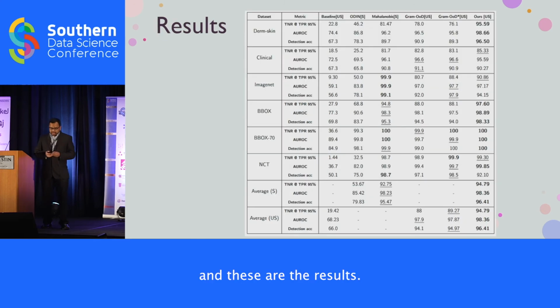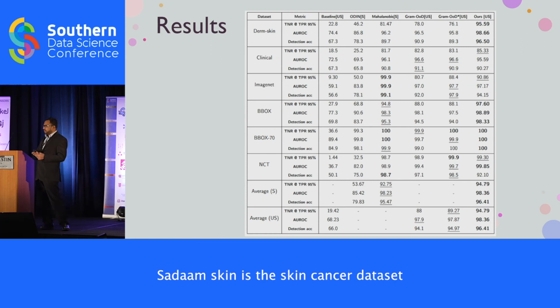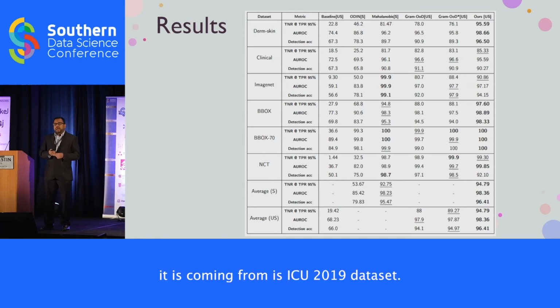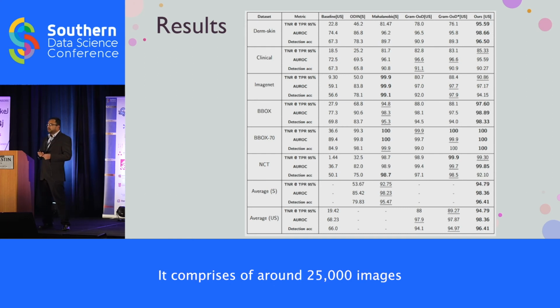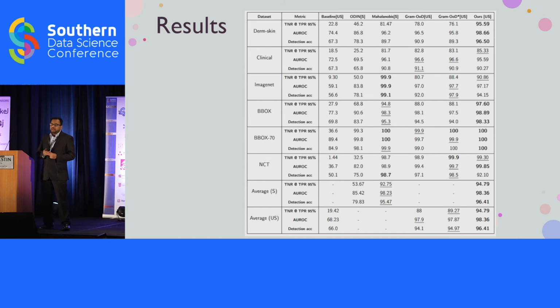And these are the results. So we have numerous data sets which we evaluated against. Derm skin is the skin cancer data set. It is coming from the ISIC 2019 data set. It comprises around 25,000 images of 8 classes of skin cancer.